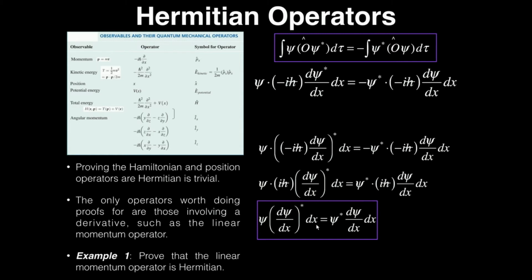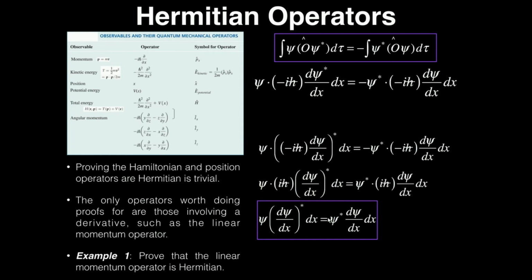Okay? And so let's just read it. Xi times the derivative of xi with respect to x, and that's the complex conjugate, dx, equals xi star times the derivative of xi with respect to x dx. If you get down to this result, you can pretty much say that the operator is Hermitian, because for the most part, I have the same thing on both sides of the equation.